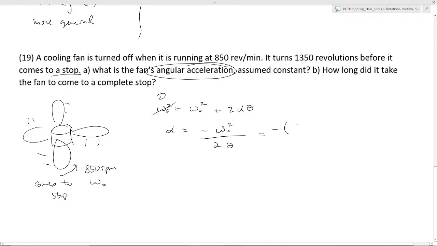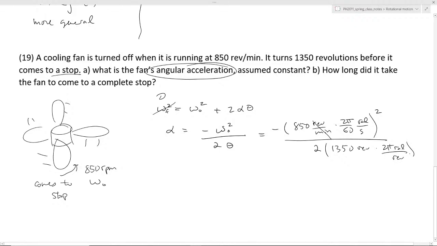This is negative, so omega naught, again, 850 revolutions per minute. We're going to multiply by our factor of 2 pi over 60 to convert this into radians per second. And that quantity squared. And then we're going to divide by 2 times 1350 revolutions. So that's 1350 revolutions times 2 pi radians per revolution to make sure that we're in units of angle. When we multiply this stuff out, you find that alpha is negative 0.475 rads per second squared. Okay. So this is our alpha.